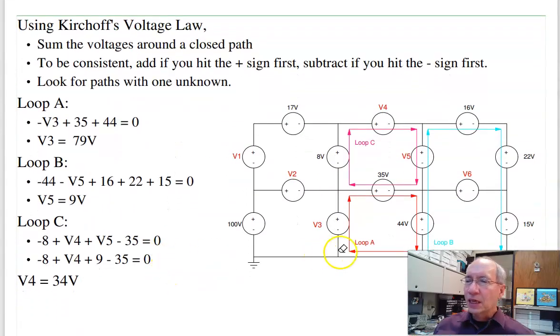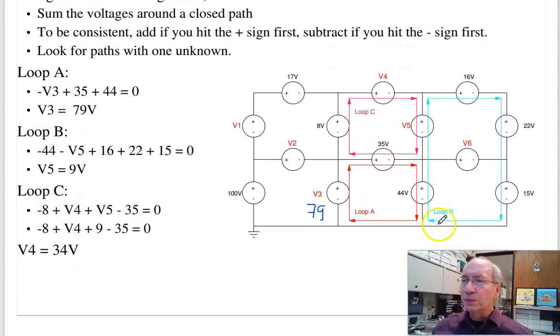Let's kind of look at it, see if you can find a path with one unknown. To do that, I would start with loop A. Around loop A, I have minus V3 plus 35 plus 44 equals 0. If I hit the minus sign first, I subtract. Plus sign first, I add. That lets me solve for V3. V3 is 79 volts. Around loop B, minus 44 minus V5 plus 16 plus 22 plus 15 equals 0. That lets me solve for V5. V5 is 9 volts.